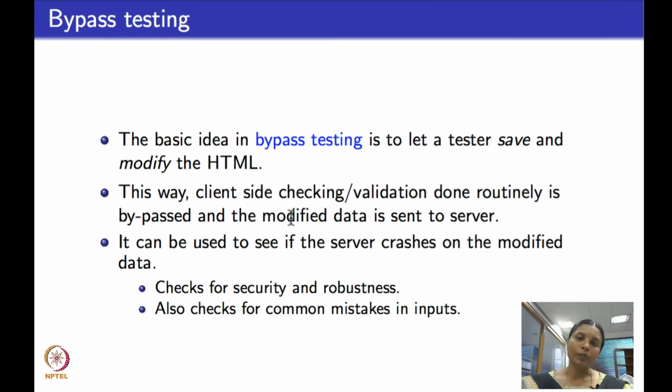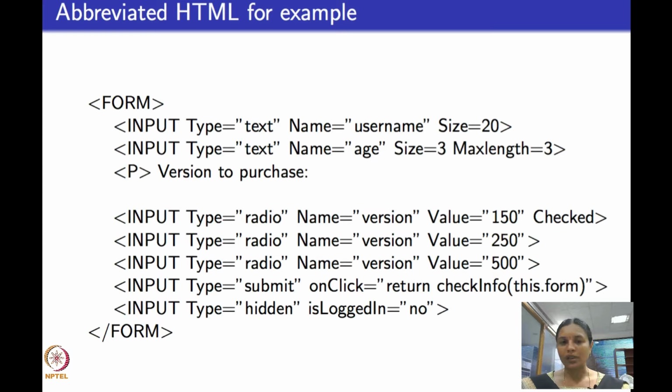What can you use it for from the point of view of testing? You can use it to see if the server crashes on the modified data, and you can also use it to assess how secure the server is. How robust is it? Does it handle corrupt data well? It also checks that the server is robust for common mistakes on the input. So it checks if the server is robust enough for that.